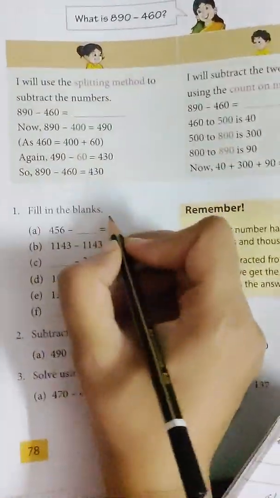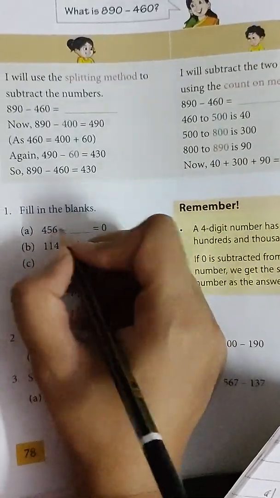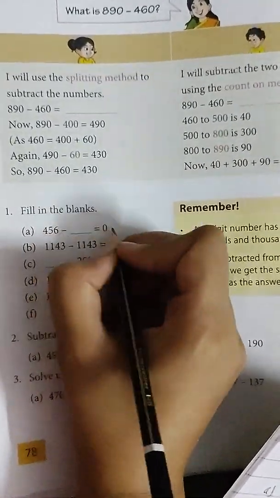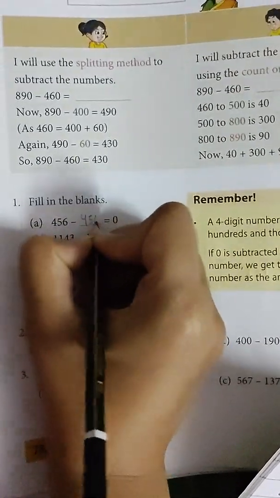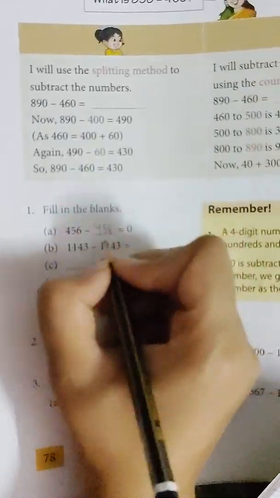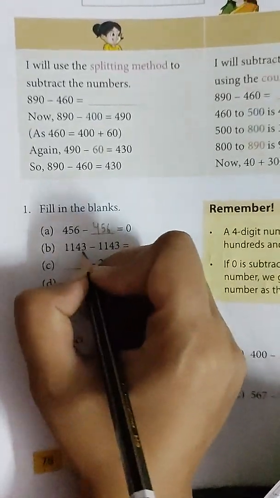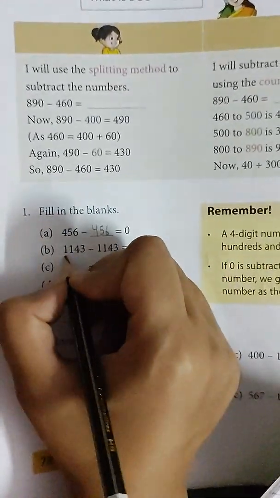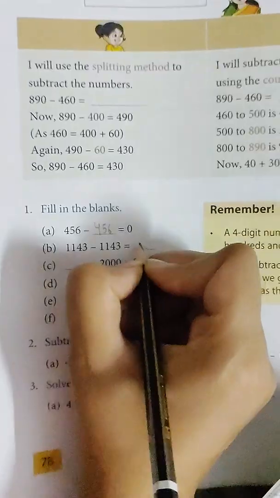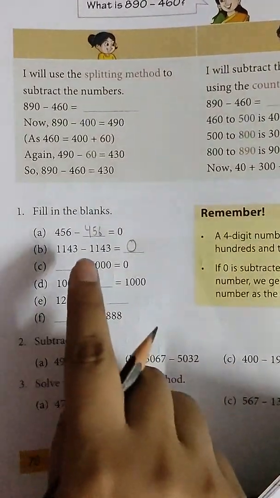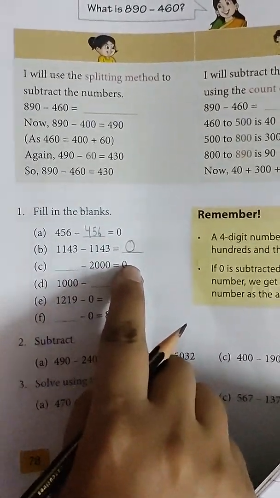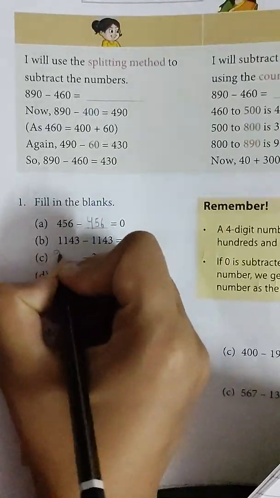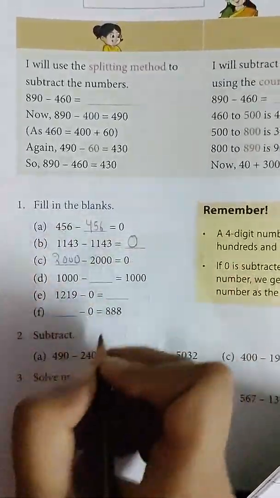Okay. So I have told you, when you subtract same number with the number, then you will get 0. So if you subtract 456 from 456, your answer will be 0. As you can see, 1143 is subtracted from 1143. So answer will be 0. The answer will be 0. Now what should be subtracted from 2000 that the answer should be 0? So obviously you will subtract the same number here, so that the answer will be 0.